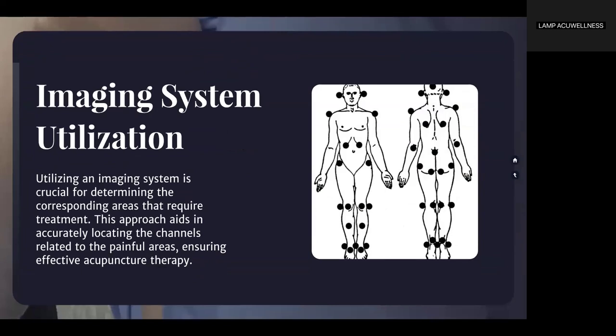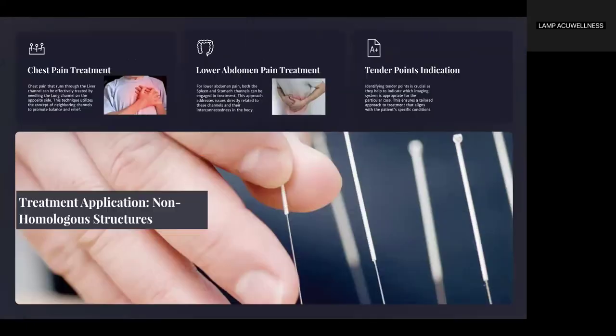Utilizing an imaging system is crucial for determining the corresponding areas that require treatment. This approach aids in accurately locating the channels related to the painful areas, ensuring effective acupuncture therapy.